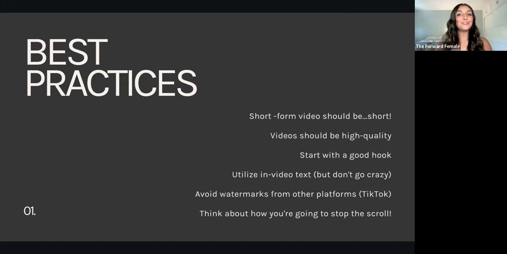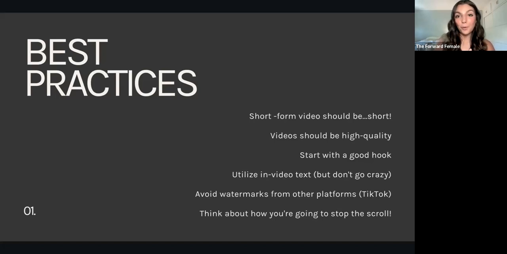You don't want to keep talking. Try and get to the point. You can always share a little bit more in the caption. You could always leave it open-ended and ask if they want to learn more about the topic, that kind of thing. So keep it short. That's really important.